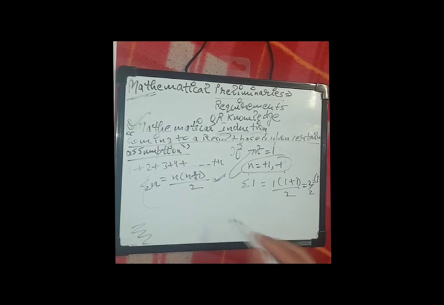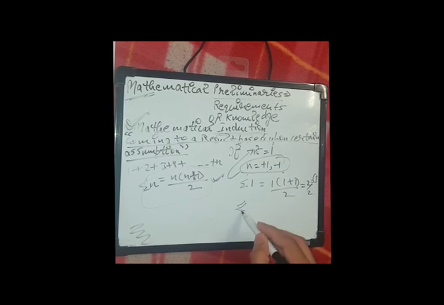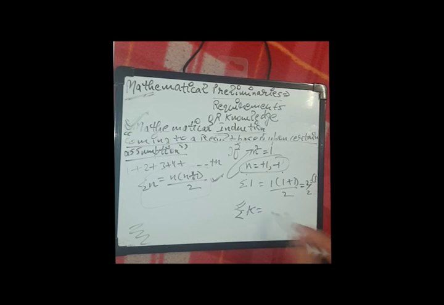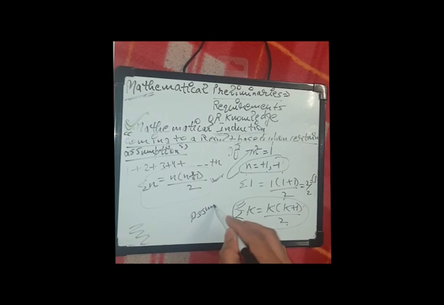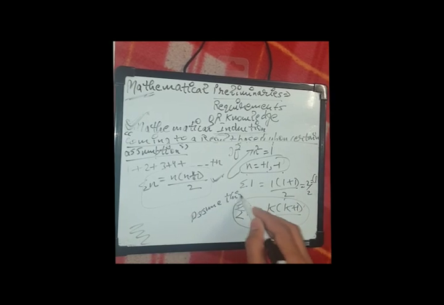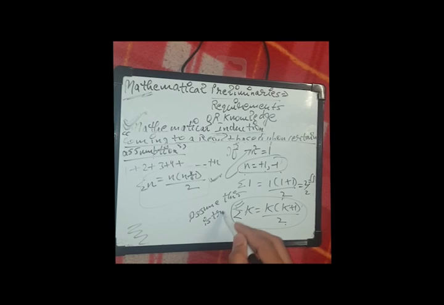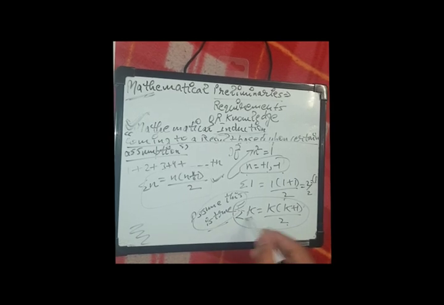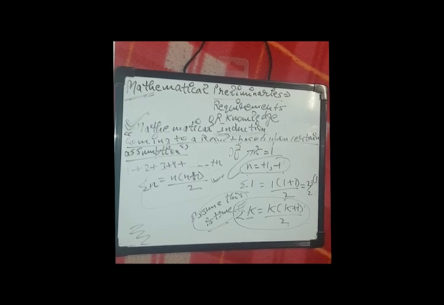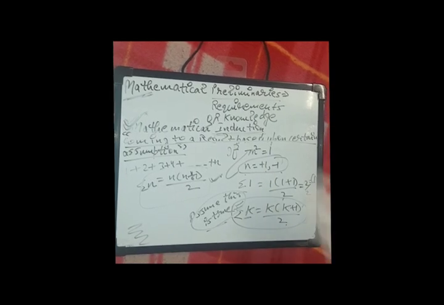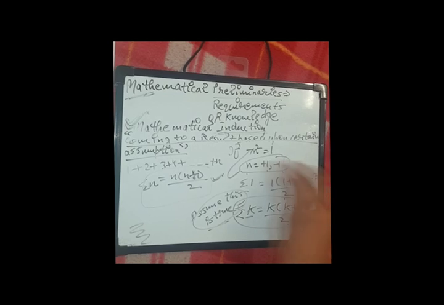Now we can assume that if the summation of the first k numbers is k into k plus 1 by 2, then we assume this is true. And from this we can conclude that if we add 1 to this, then the formula will also be true. I'm just gonna quickly go through that as well.